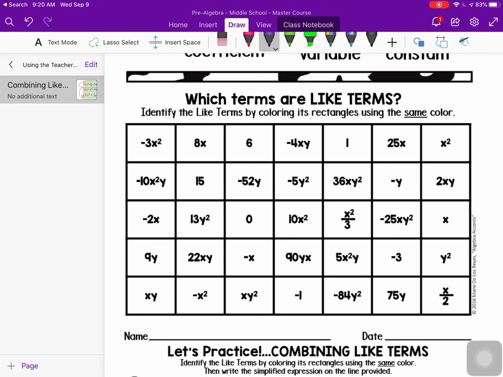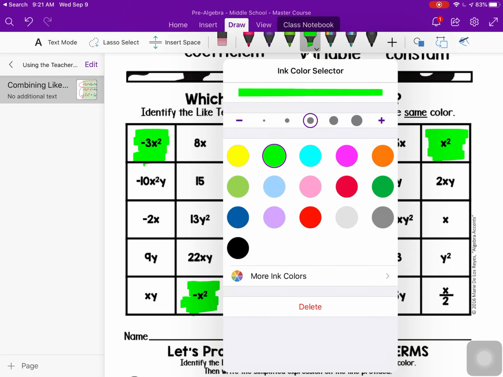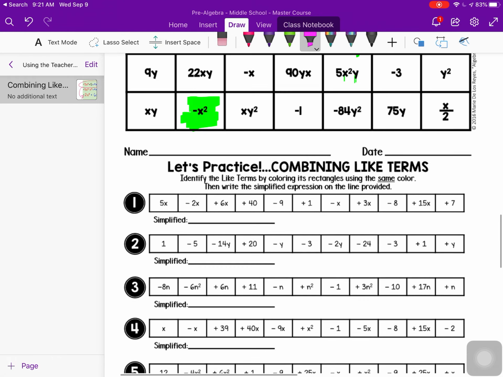I'm going to give you an example with negative 3x squared. So I'm looking for all the other x squareds. There's one. That one doesn't count because there's a y there. That one doesn't count because there's a... Oh, that one does count because it's really 1/3 x squared. Here's an x squared. That one doesn't count because there's a y. There's an x squared. And that's it. So that's what you would do for that one. Then change the color of your highlighter and then do the next one.